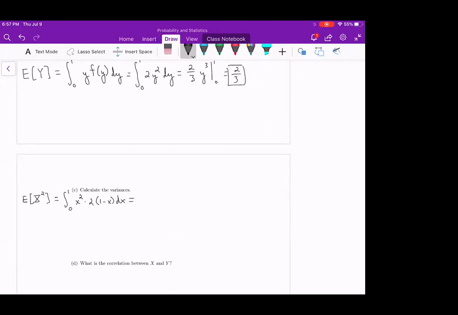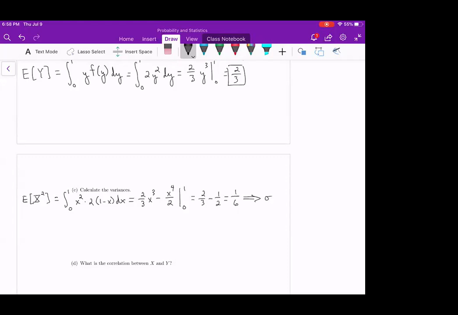So the integral of 2x squared is 2/3 x cubed, minus the integral of 2x cubed, which is going to be 2x to the 4th over 4, which is x to the 4th over 2. I simplified. And you're evaluating this from 0 to 1, which is going to give you 2/3 minus 1/2. And when you get a common denominator, you get 4/6 minus 3/6, which is 1/6.